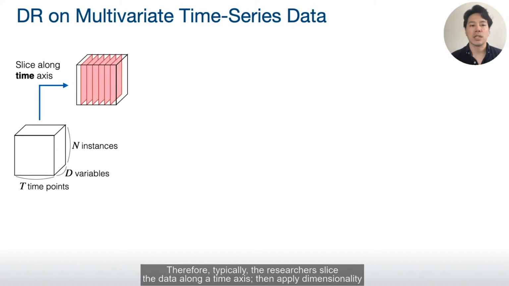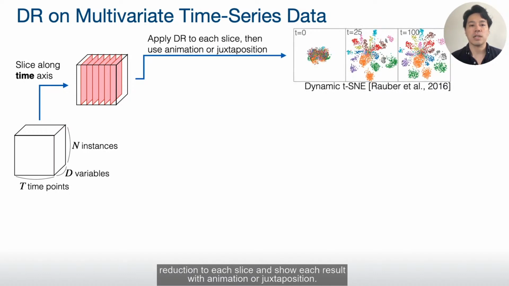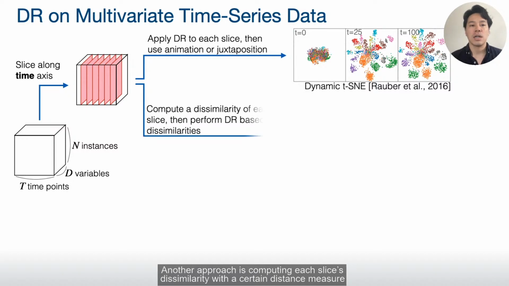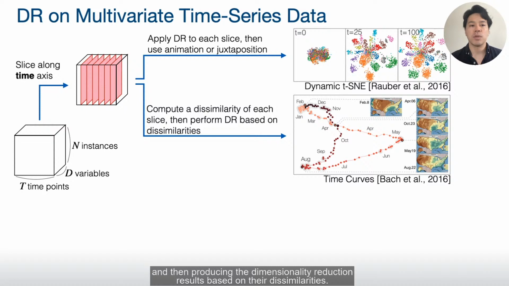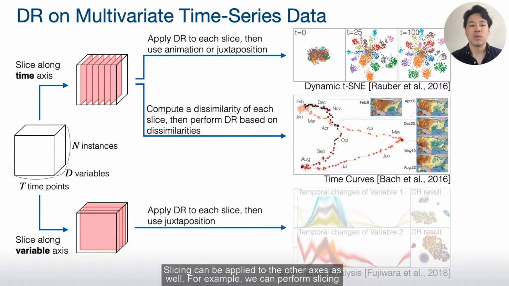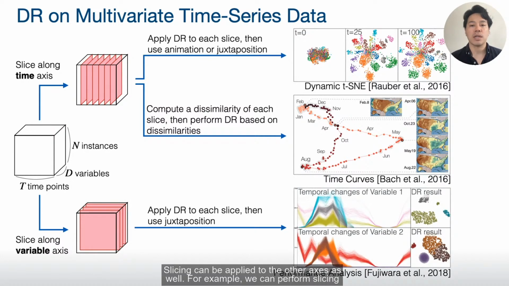Therefore, typically the researchers slice the data along a time axis, then apply dimensionality reduction to each slice and show each result with animation or juxtaposition. Another approach is computing each slice's dissimilarities with a certain distance measure, and then producing the dimensionality reduction result based on their dissimilarities. Slicing can be applied to the other axes as well. For example, we can perform slicing of the data along a variable axis and follow the same procedure above.